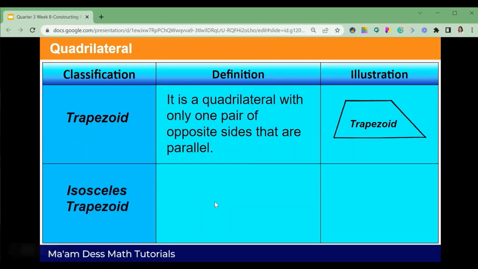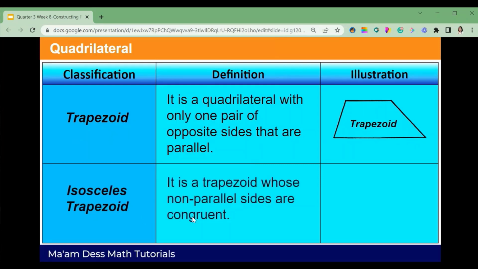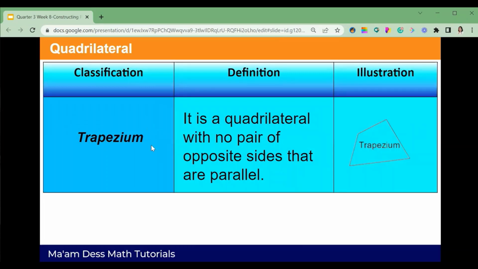Next, isosceles trapezoid. It is a trapezoid whose non-parallel sides are congruent. Look at the illustration. Again, it is a trapezoid whose non-parallel sides are congruent. The last one, trapezium. It is a quadrilateral with no pair of opposite sides that are parallel. No opposite sides that are parallel.